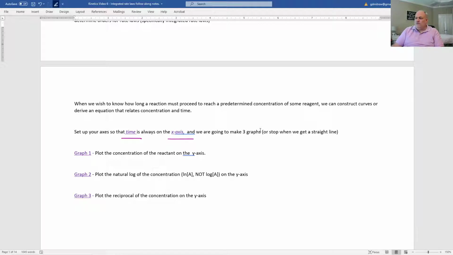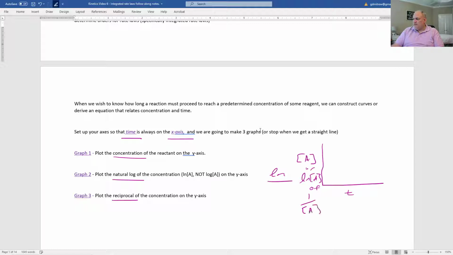So on the first graph, we're going to compare the concentration of the reactant on the y-axis versus time. The second graph, we'll take the natural log, and that is ln, not log of n. That's really important. And then the last graph, we're going to plot the reciprocal. So we're going to have a graph, and on the y-axis, we're always going to plot a different thing. On the x-axis, we're always going to have time. So we'll either plot the concentration of A over time, or we'll plot the natural log of A versus time, or we'll plot 1 over the concentration of A.